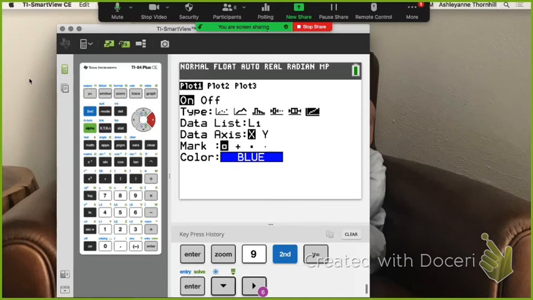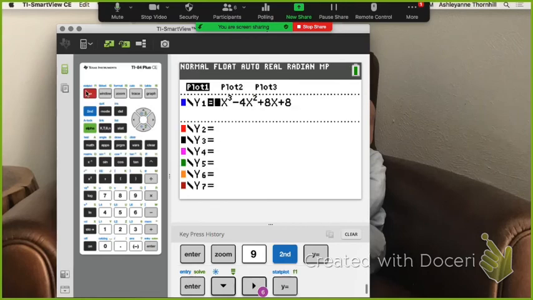Also check to make sure, since you cleared the memory, there should be nothing in y equals, but you want to make sure. I even have something in there, but clear that. There should be nothing in there, yeah, perfect. That looks good.